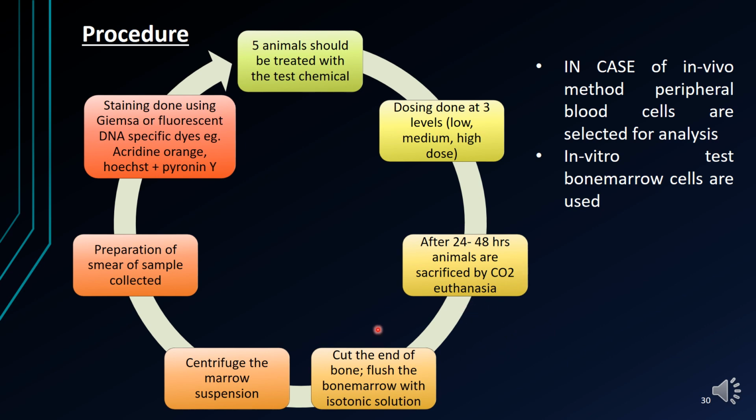Then the bone is isolated, meaning the femur is isolated, and the bone marrow is flushed with isotonic solution. After this, the suspension is centrifuged and prepared. Then the smear is prepared, and after this, it is treated with some intercalating dyes like Giemsa or fluorescent DNA specific dyes. Examples are acridine orange, Hoechst, and pyronin. After this staining, it is evaluated microscopically for the presence of the chromosomal aberration.